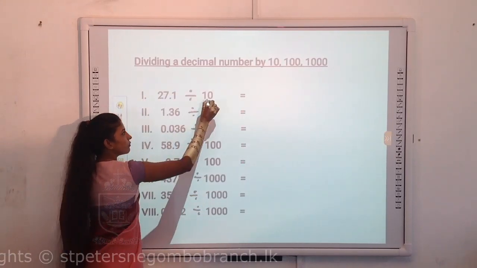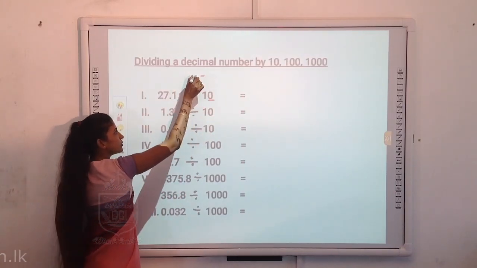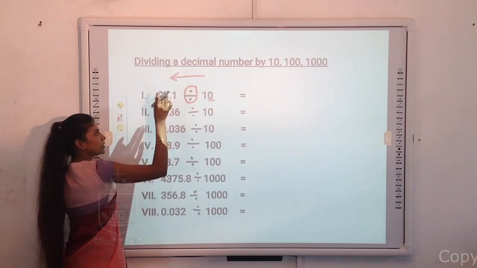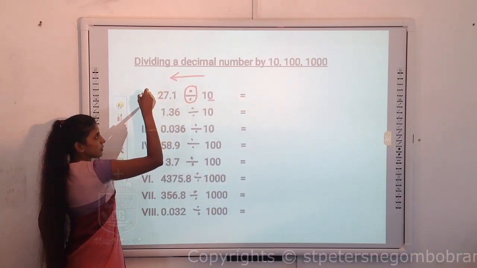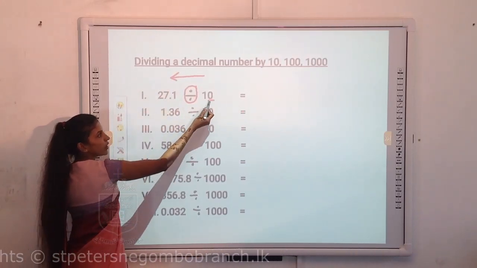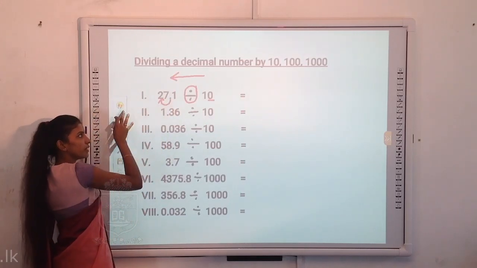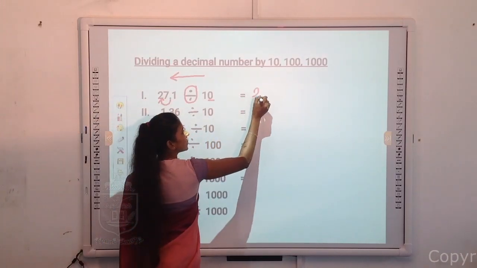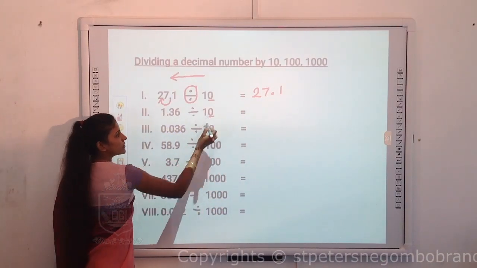So here 10 and it is division. So what will happen? The decimal point will move to the left. Now it's not to the right side. Right side is multiplication. If it is division, always move to the left of the decimal point. 10, 1 move should be taken to the left. So what will be the answer? 27.1.